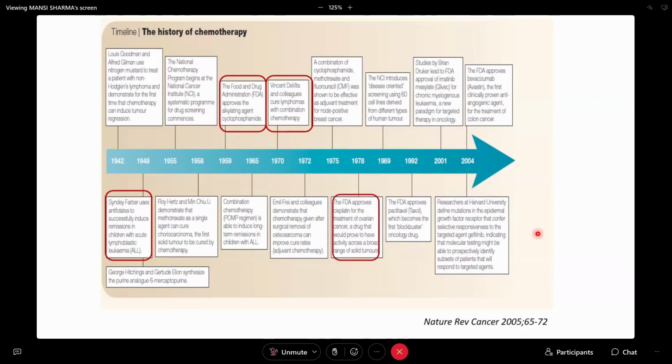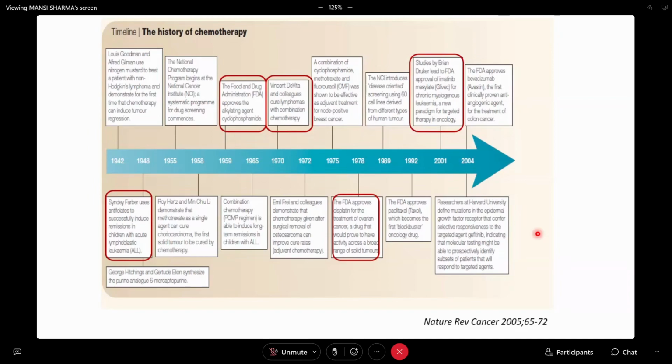So, points I would like to note here are that in 1978 cisplatin was approved, and as we know, it's a backbone of chemotherapy for head and neck cancer patients, as well as paclitaxel, approved in 1992, which is like the first blockbuster oncology drug. So cisplatin or carboplatin, and paclitaxel, the two drugs which form the basis of our backbone of chemotherapy, right?